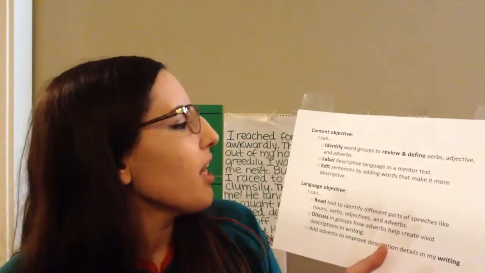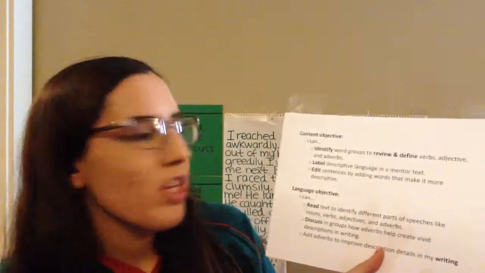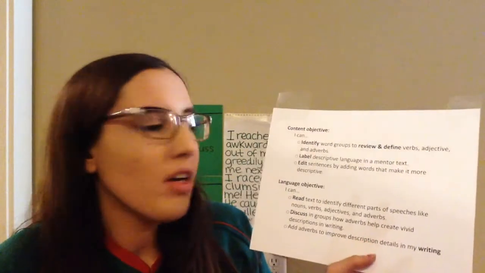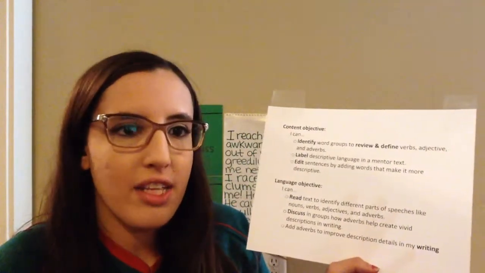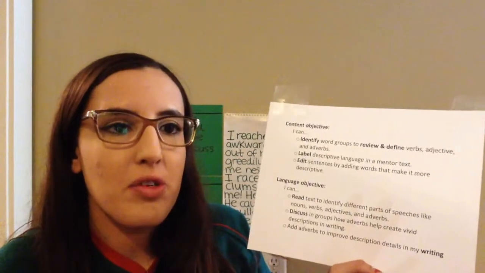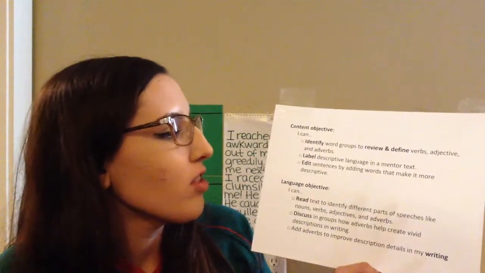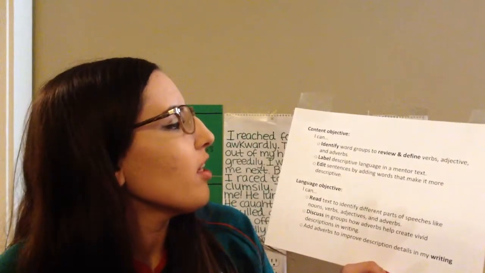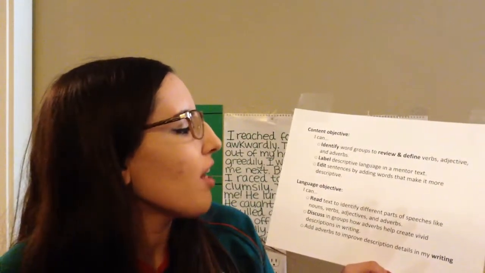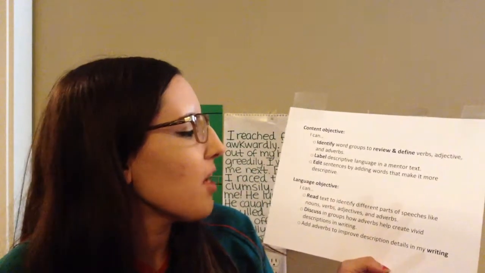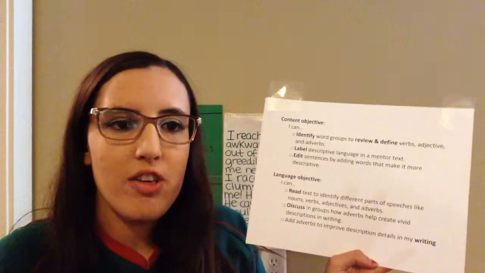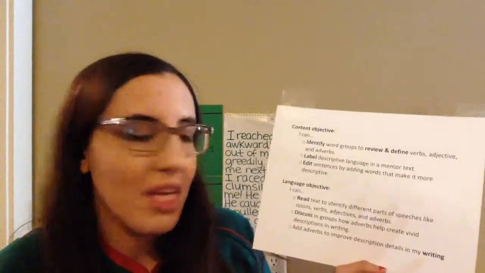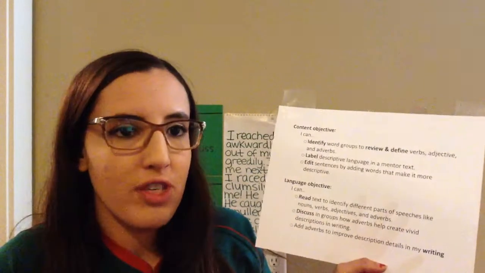Then the second statement says, I can label descriptive language in a mentor text. This means that today we're going to be looking at a paragraph from a book that we've read before called Suddenly Alligator, and we are going to label the words that are descriptive words or descriptive language in the text. The next I can statement for our content objectives is I can edit sentences by adding words that make it more descriptive. This means that you're going to have written sentences that you've already written before, and you're going to edit them or make them better by adding more descriptive words.